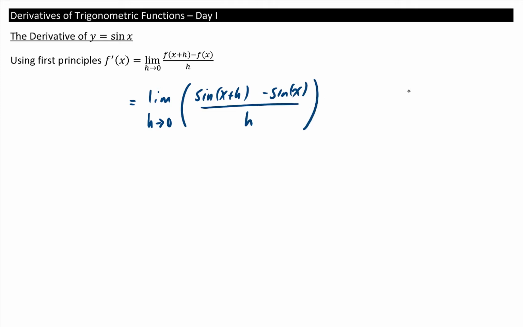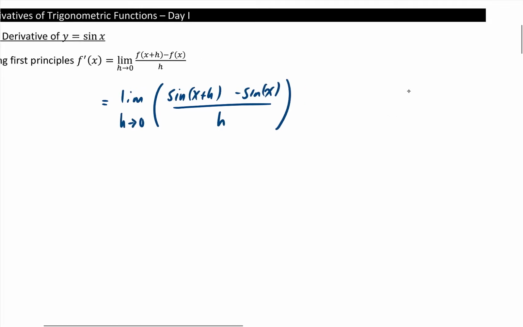Again, if we sub in 0 for h, we're going to get our indeterminate form 0 over 0. This means we should look for a method to determine this limit. So first thing we're going to use is one of our compound angle formulas. So recall that sine of a plus b is equal to sine a cos b plus cos a sine b.